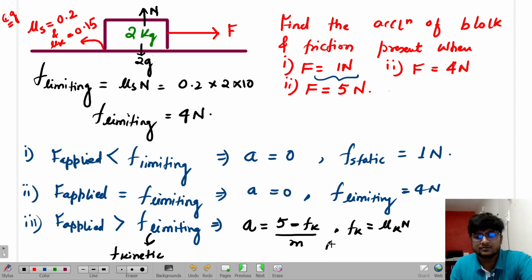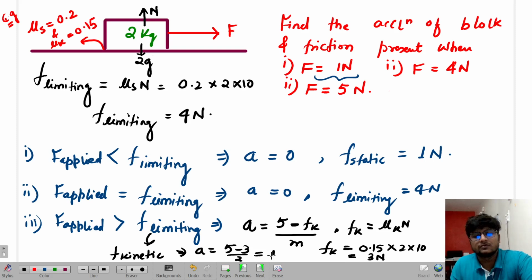Suruchi, how much is it coming for you? 3 Newton. So that is 3 Newton. So this means that acceleration will be how much? 5 minus 3 divided by 2, 1 meter per second squared.